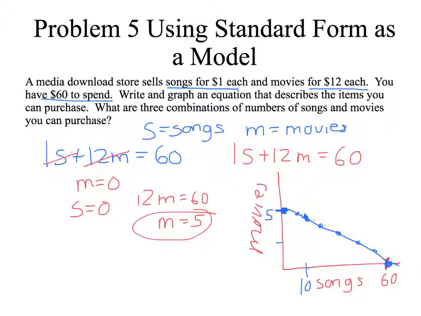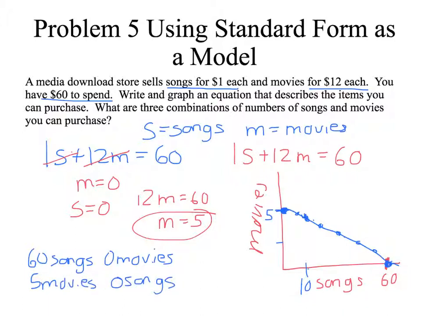So then it says, what are 3 combinations? Well, we already know that we can get 60 songs and 0 movies. That's one combination. We could get 5 movies and 0 songs. And then any other point on this graph, so I'm just going to say, let's see, if I get 2 movies, so that means I have 1s plus 12 times 2 movies equals 60.